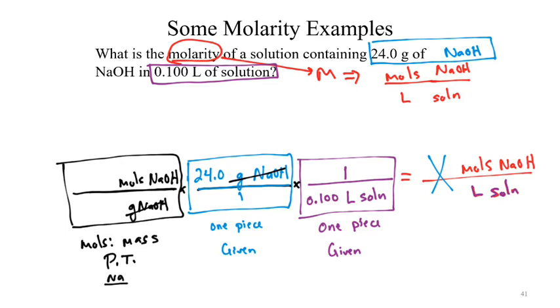Sodium has a mass of 23, ballpark. Oxygen has a mass of 16. Hydrogen has a mass of 1. I could now add all of that up, and I would get 40 grams per mole. I could now insert the numbers into this. This is 40 grams, and that is 1 mole.